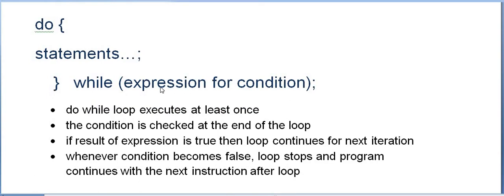As the condition is checked at the end, the loop is executed at least once. Until the condition is true, the loop is executed again and again. Whenever the condition becomes false, the loop stops and it continues with the next instruction after the loop.